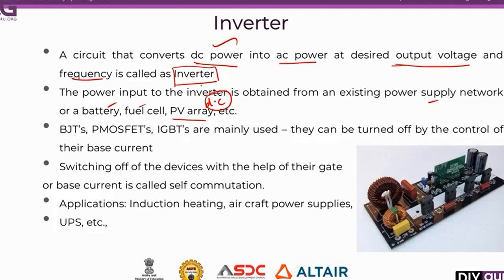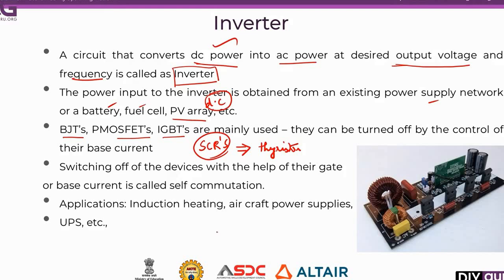In this inverter circuit we will be using many power devices such as BJT, MOSFET, IGBT. Also we will be using SCRs, silicon controlled rectifiers. This SCR is also called a thyristor.